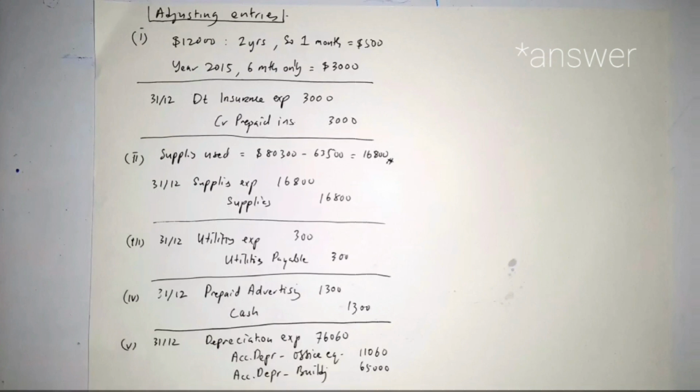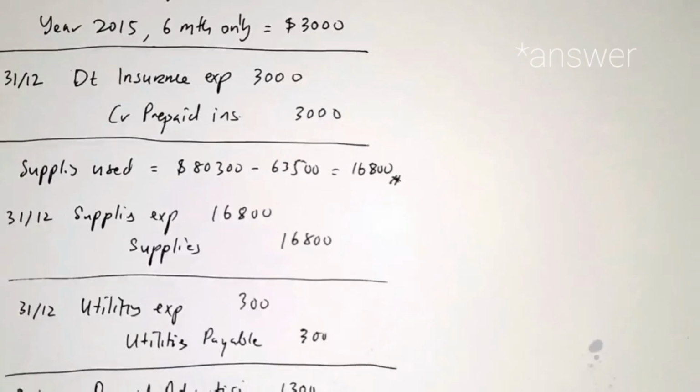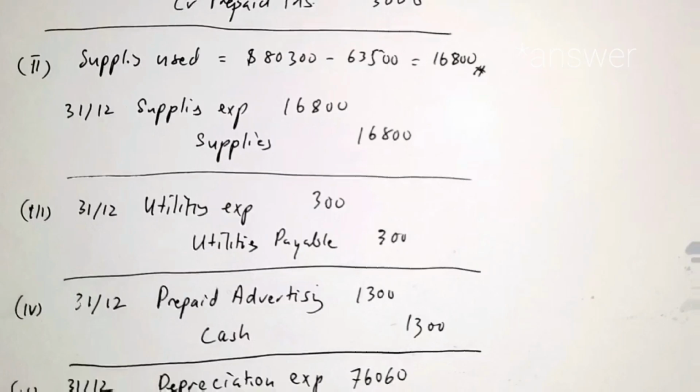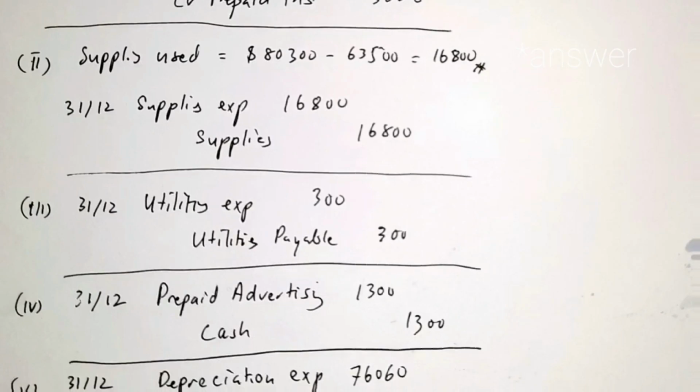Like I told you earlier, I will show you the journal entries. Okay, so see the first one. This is for information number 1. The answer is debit insurance expense 3,000, credit prepaid insurance 3,000. Then for information number 2, you calculate the supplies used. The supplies used is 16,800. Then the adjusted entry for supplies is like this. You debit supplies expense, and then you credit supplies 16,800.